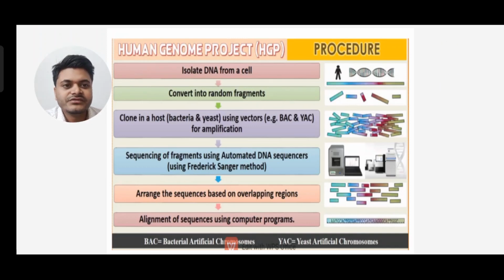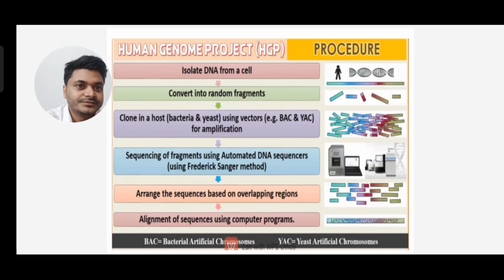Next is sequencing of the fragments using an automated DNA sequencer, using Frederick Sanger's method. Next, arrange the sequences based on overlapping regions. Next is alignment of sequences using computer programs. You can see BAC is bacterial artificial chromosome and YAC is yeast artificial chromosome. You can see the pictures on the right hand side.